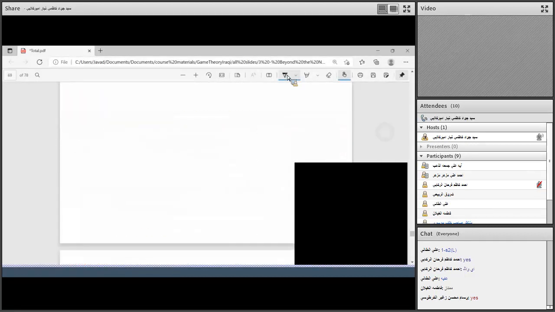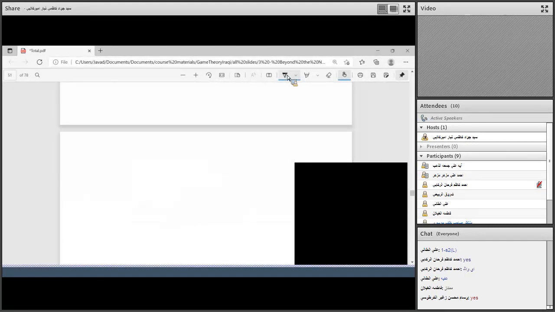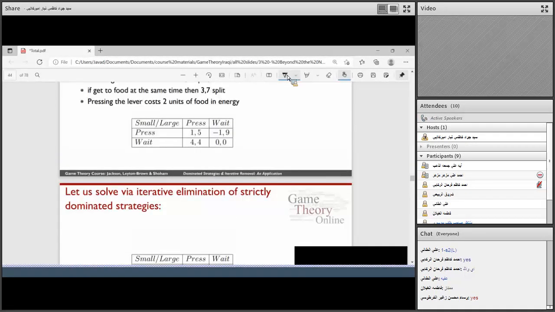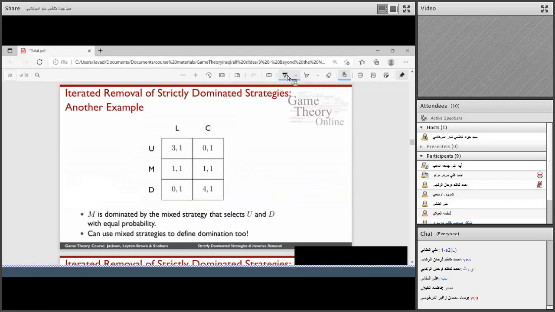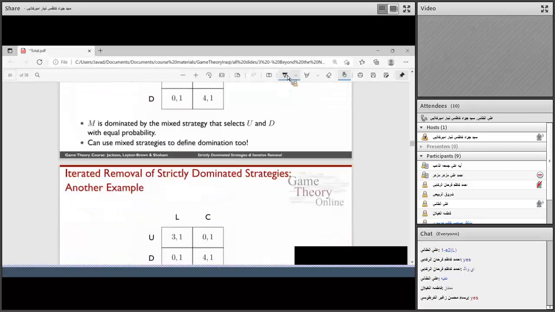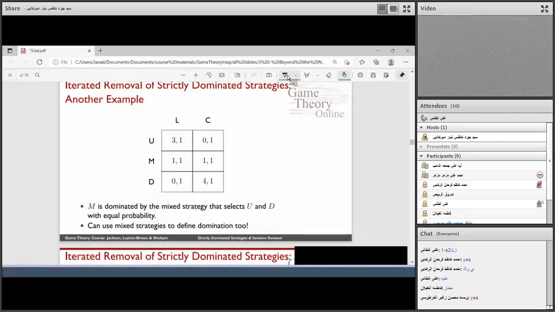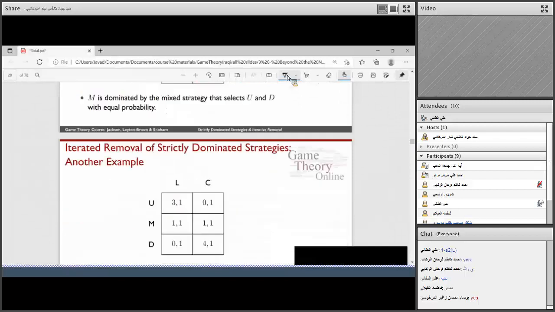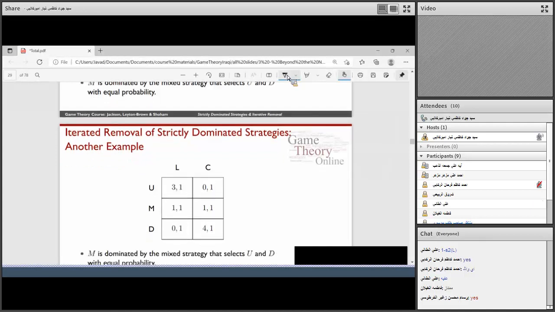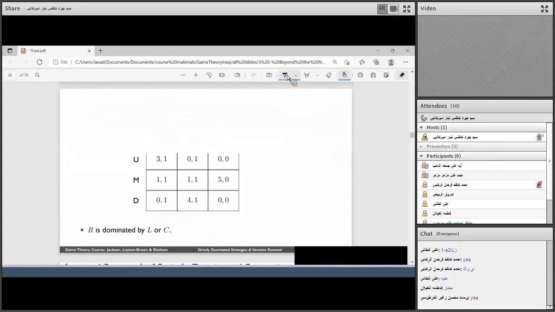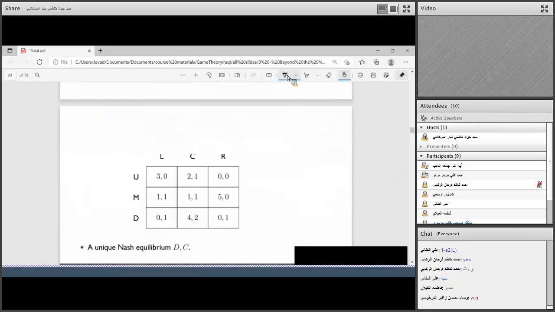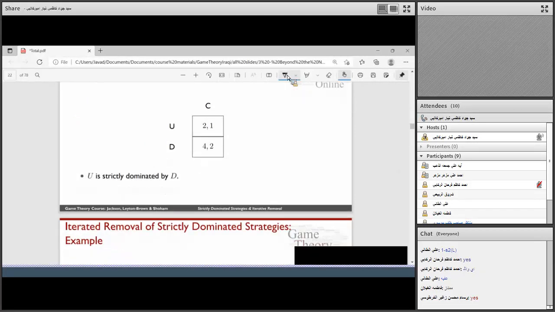Okay, let's go back. Page 29. Here, Doctor, the M was dominated. Can you explain to me why we remove the row of M? Sure. So let's go back and start from the very beginning.